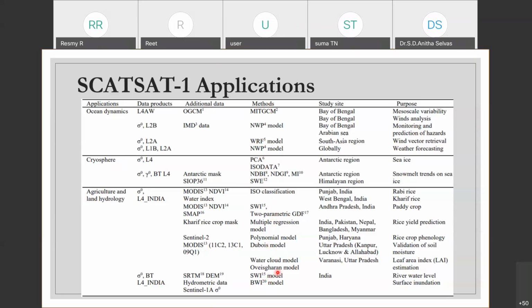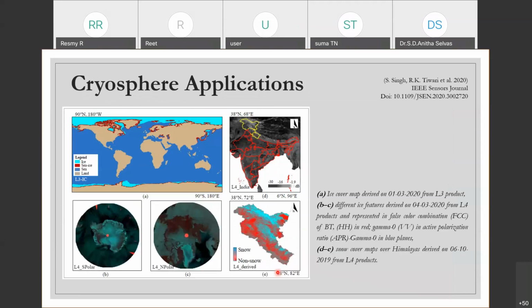A lot of applications are coming. Recently we published a paper on the use of scatterometer data for cryospheric application, for finding the snow cover, monitoring, even in cloudy conditions. I will come to that. For cryospheric applications, you will find this type of product, and this data is also being used for monitoring the Antarctic and Arctic regions, the South Pole and North Pole of the globe.